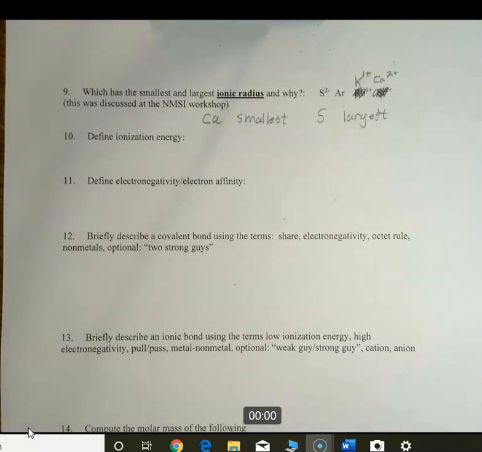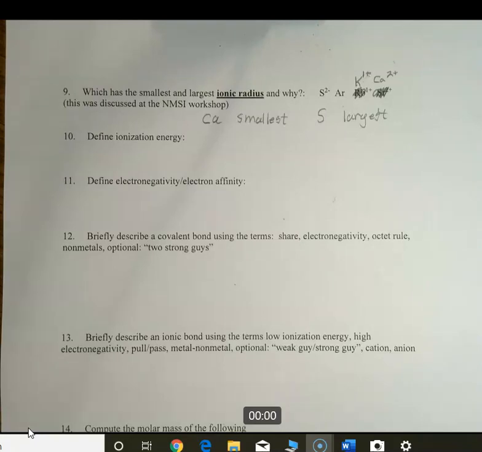So electron affinity is how much an atom wants to pull an electron in from the outside or from another atom. And electronegativity is how hard it pulls on the electrons that it shares with another atom in a covalent or sharing type of bond, a non-metal type of bond. Okay, briefly describe a covalent bond using the terms share, electronegativity, octet rule, nonmetals, and optionally two strong guys if you want to use that metaphor.